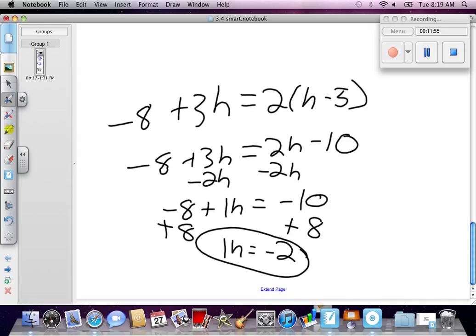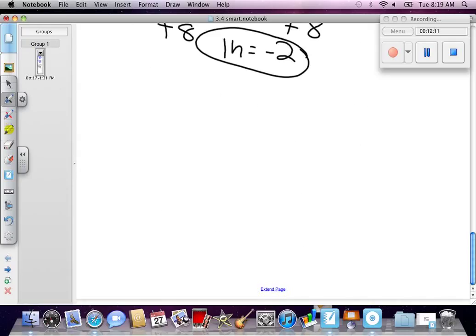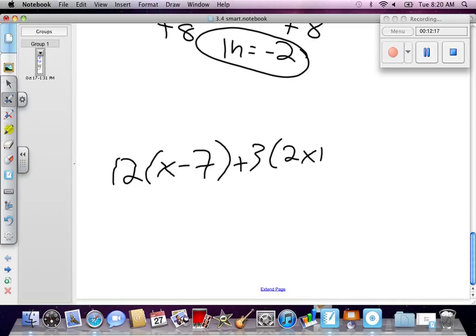Okay, we're going to do the last problem. We're going to do example B on the back, so please turn them over. Yes, Marta? Oh, never mind. You would add 8. Right. Turn it over. We've got 12 times x minus 7 plus 3 times 2x plus 2 equals 50x minus 62. I know it seems really long, but it's not that bad.